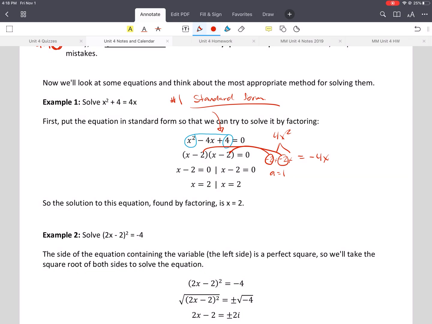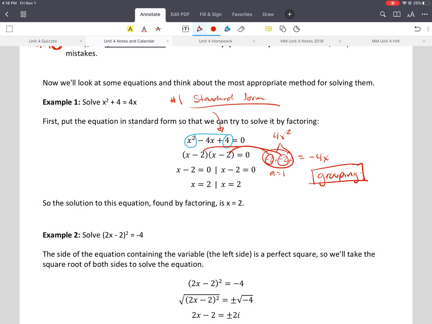If a is not 1, then you would need to do grouping. So remember grouping for the test. Grouping is where we take these two things and plug them into the middle, cut it in half, and take the GCF of both sides. If you have any questions about grouping, come and talk to me.